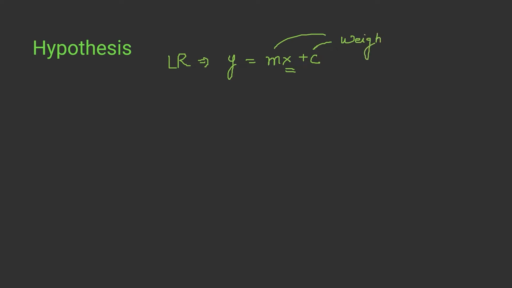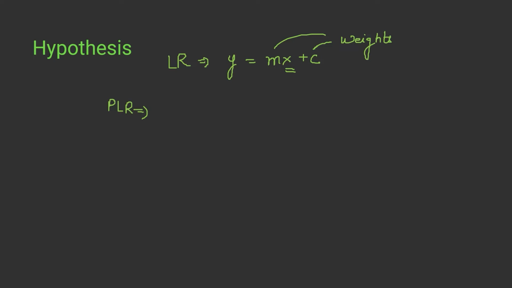Initially, we randomly initialize our weights and then we optimize those weights using the gradient descent algorithm, right? And then we reach a final hypothesis where we have the most optimal values of m and c to predict our input values. Now in the case of polynomial linear regression, the hypothesis is somewhat different.